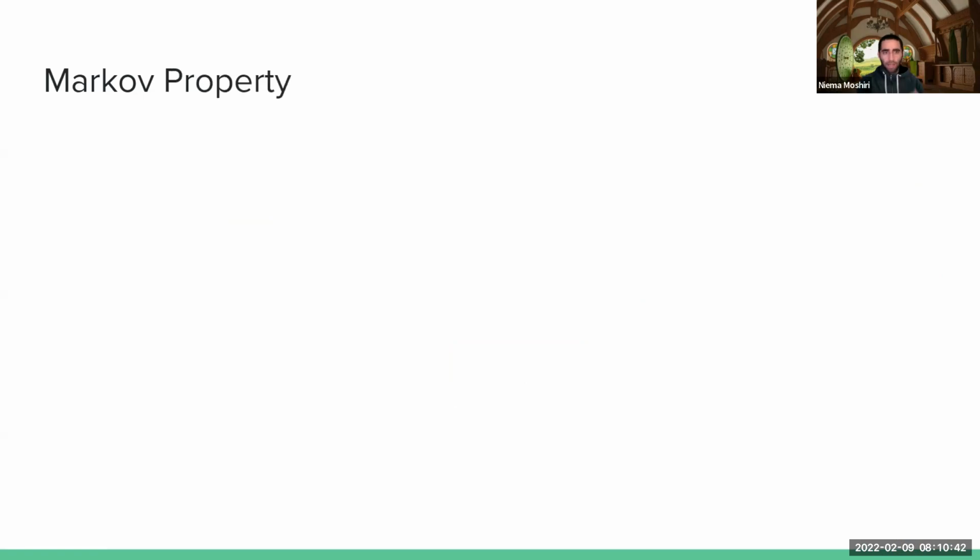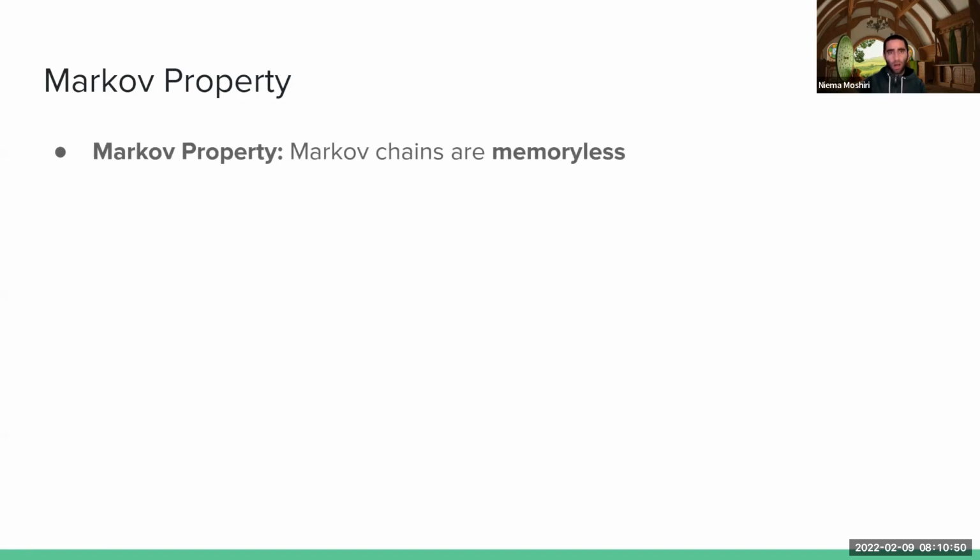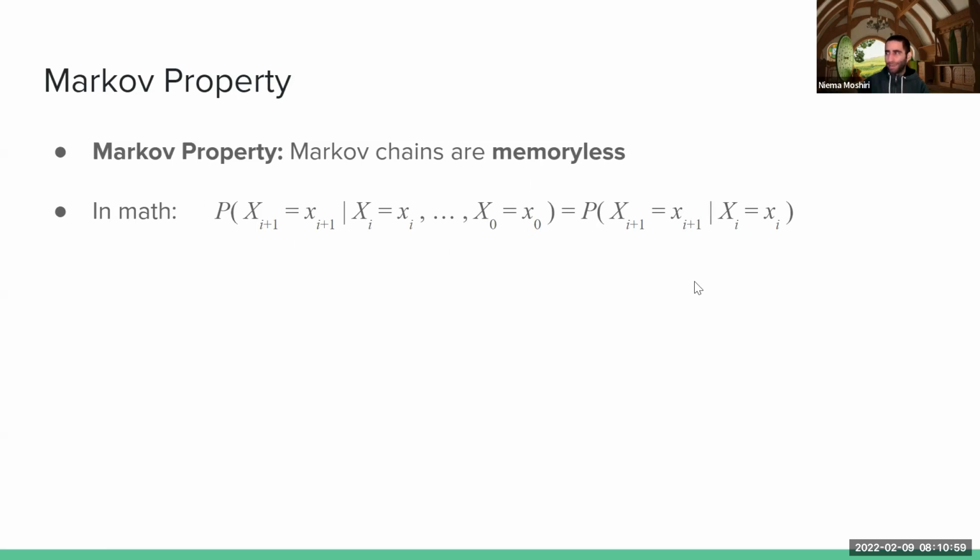The term Markov actually has an important property associated with it. The Markov property basically dictates that Markov chains are memoryless. Memoryless is a fancy term that we're going to define in a second. In super mathy terms, it means that the probability that the state you're in at time i+1, given what states you were in at every single time period in the past, equals the probability that you're in state x at i+1, given what state you are in at time i. This is super hand-wavy math, so don't worry about it.